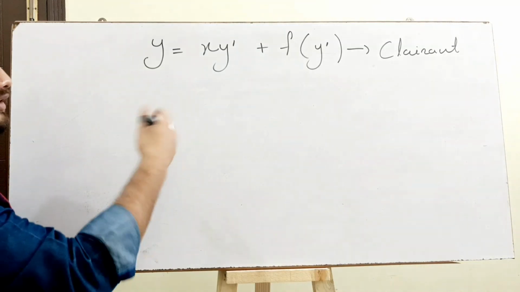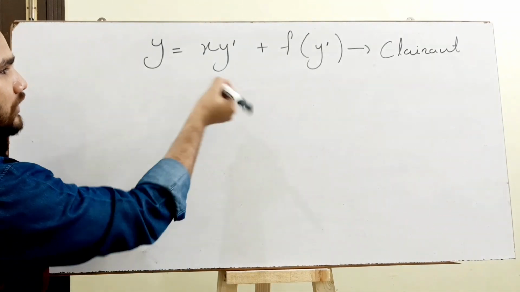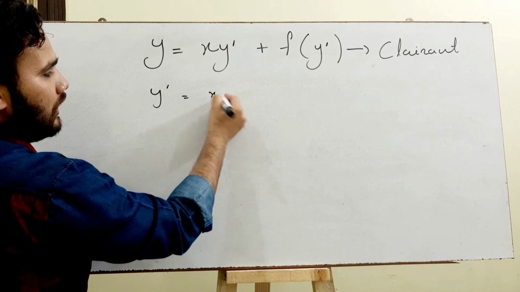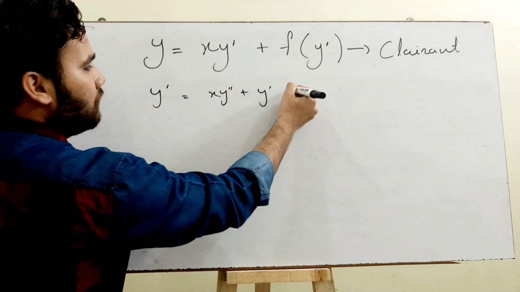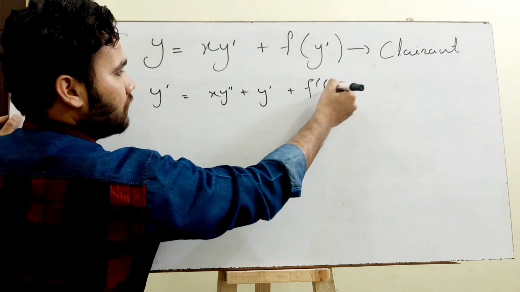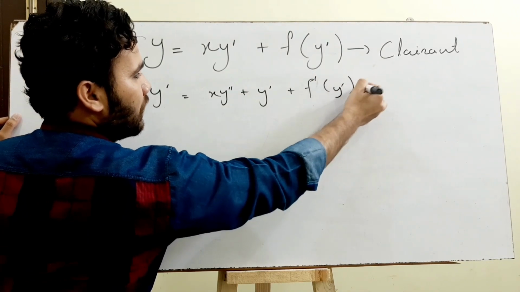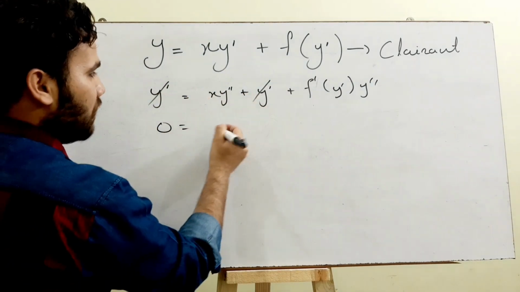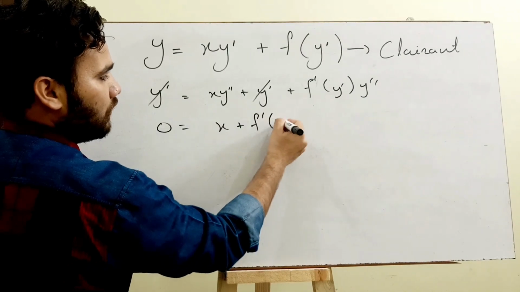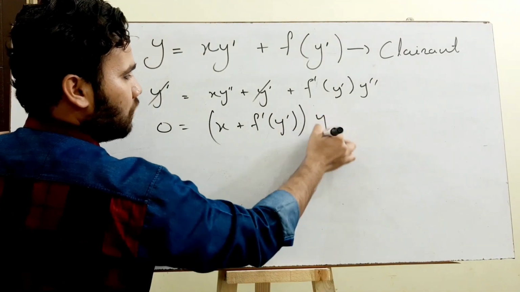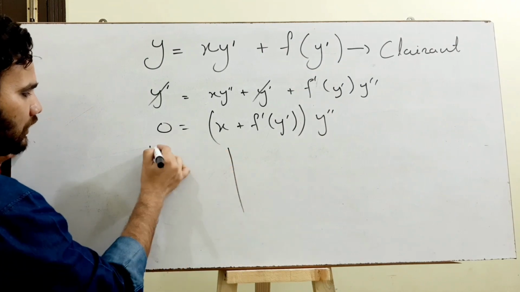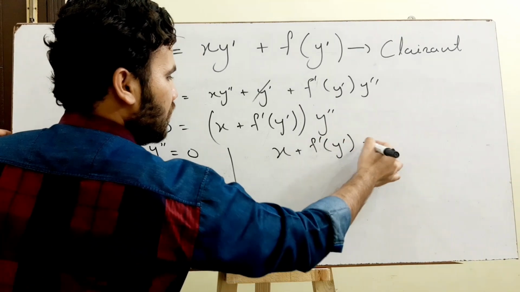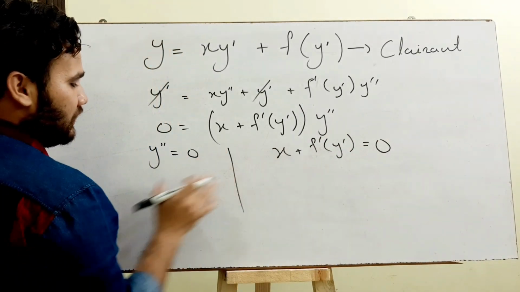Okay friends, let's start with the general procedure for Clairaut's differential equation. First we need to take the derivative with respect to x. Then this will be y prime, by the multiplication rule, x y double prime plus y prime, plus by the chain rule f prime of y prime times y double prime. So we can cancel out y prime from both sides. The remaining part is x plus f prime of y prime, whole times y double prime. So we can say that either y double prime equals 0 or x plus f prime of y prime equals 0. Here these are two cases.